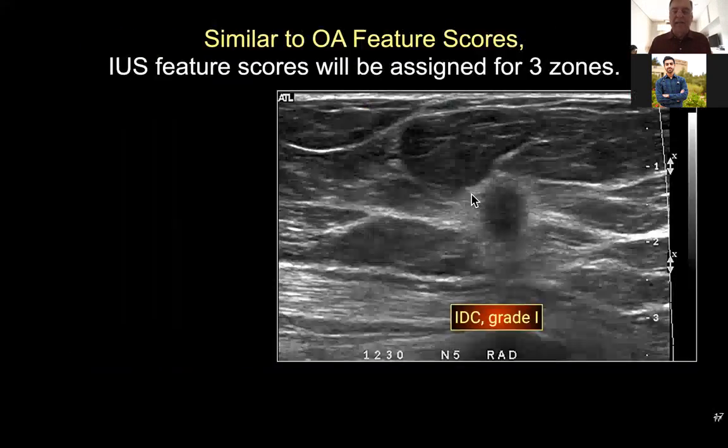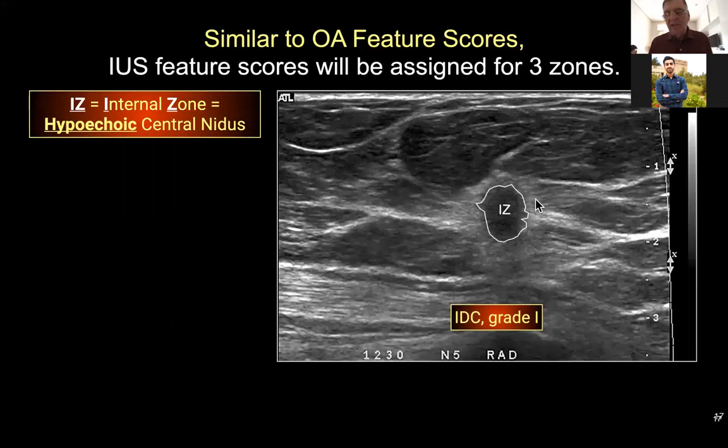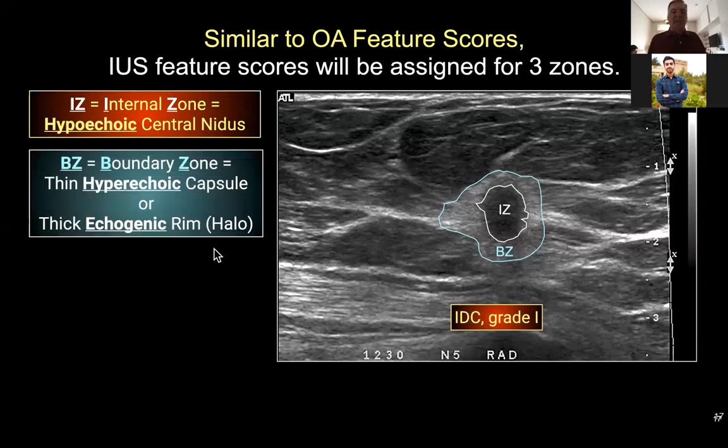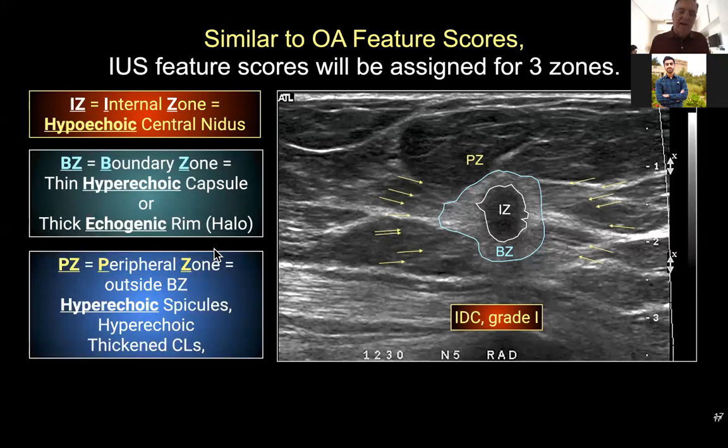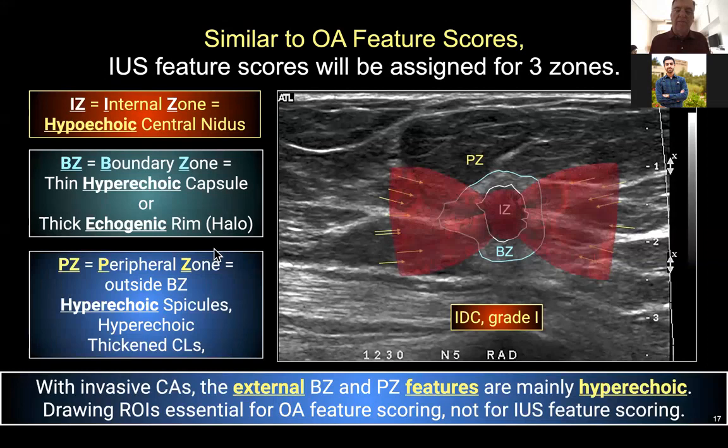Now I want to go back to this case because it shows these thin hyperechoic spicules in the peripheral zone. Many times those do not have any tumor cells in them. That's just bland desmoplasia, bland fibroelastosis. So boundary zone, yes, microscopic tumor, virtually every case. Peripheral zone, not necessarily. Unless the spicules are thick and fuzzy, they probably are sterile and do not have tumor cells within them.